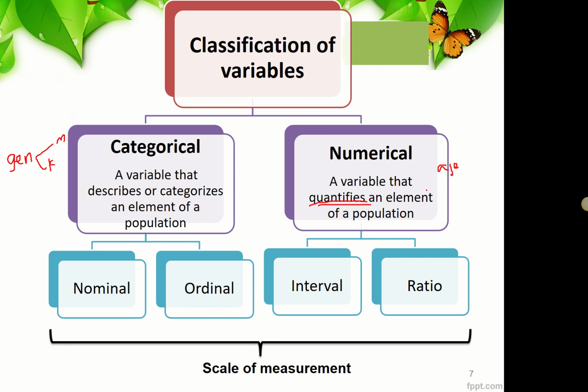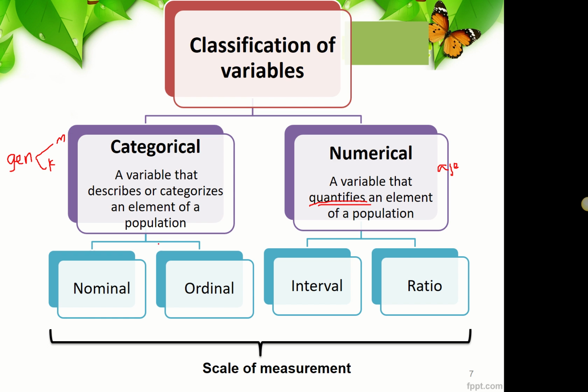But sometimes a numerical variable can also be transformed into categorical. For example, age: you can transform age from a numerical variable into specific categories. For example, 20 to 30, 31 to 40, 41 to 50. So they have specific number ranges, right?